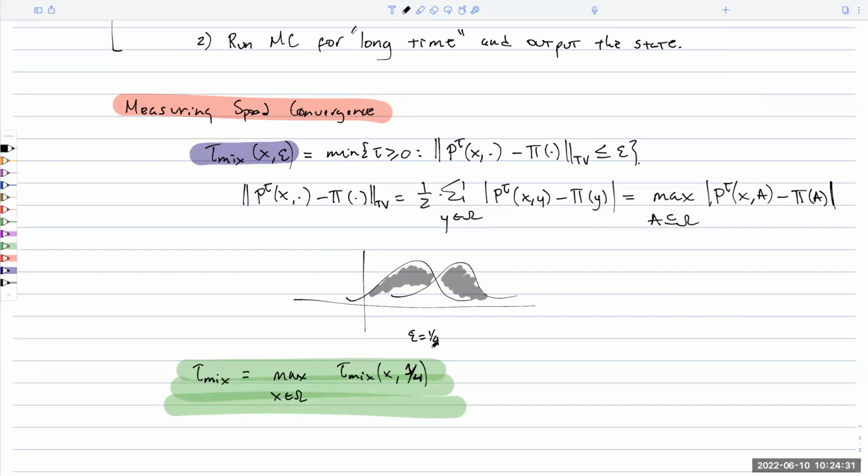I think I mentioned this last time. Once you get 1/4, you can boost this to any error that you like, essentially, and you pay very little. You just pay a logarithmic factor on the boosting that you want to get.